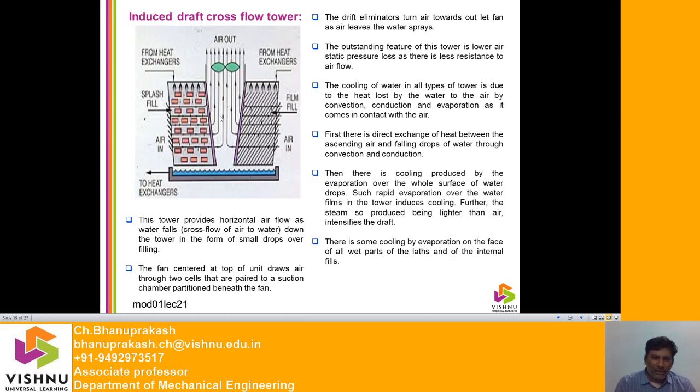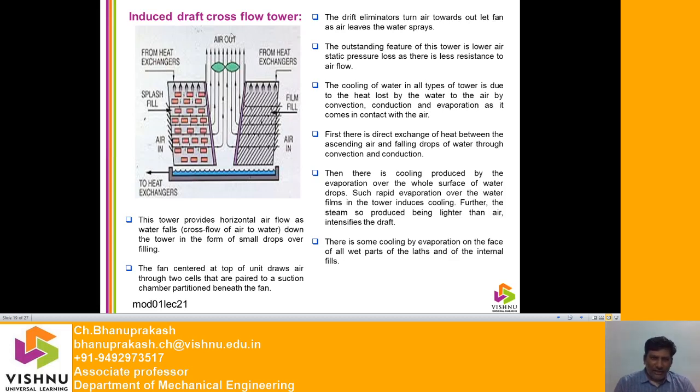The water will get down here. You can see here, from the heat exchanger, the hot water will be coming here. Here there are nozzles. From the nozzles the water will be sprayed here. These are the number of splash fills placed here. The air will be entering from the bottom. See here, the air will be entering here.